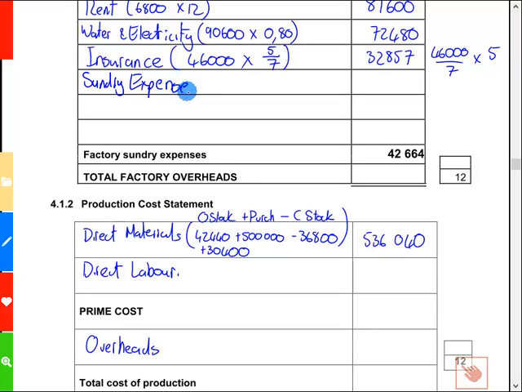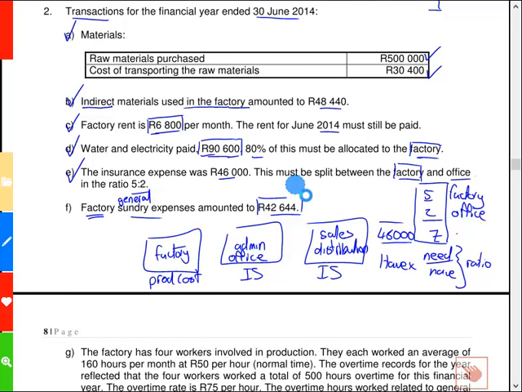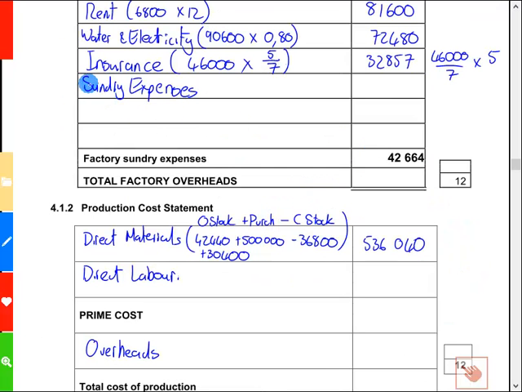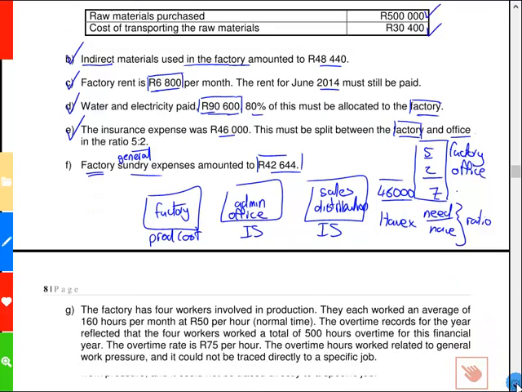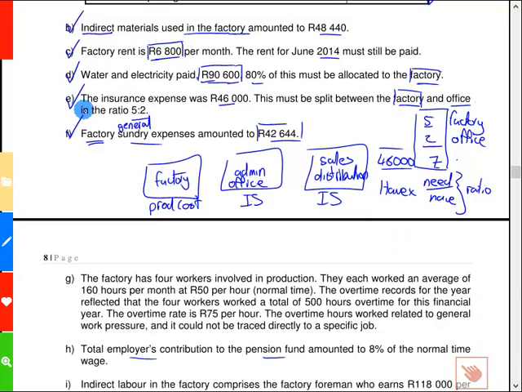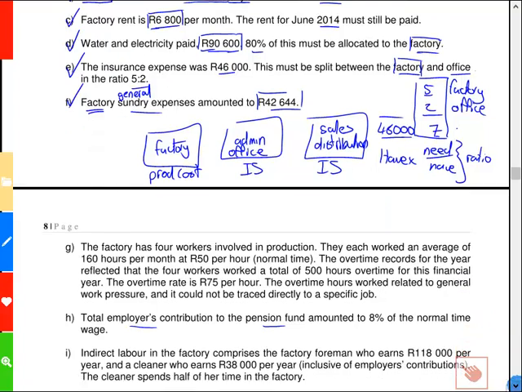And no calculation here, given the figure as, let's just see, 42,664, is that right? Okay, that figure has been given to us, so we can ignore it. It's already been given there, 42,664. Right, that is my factory sundry expenses.